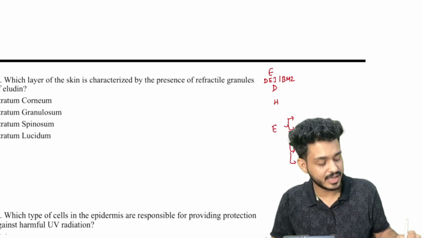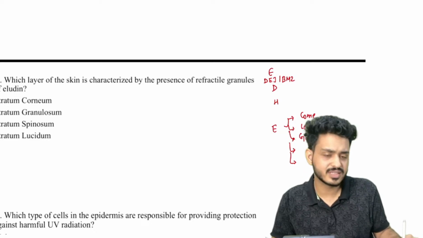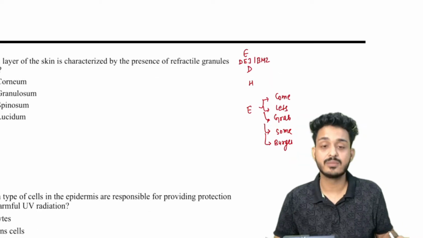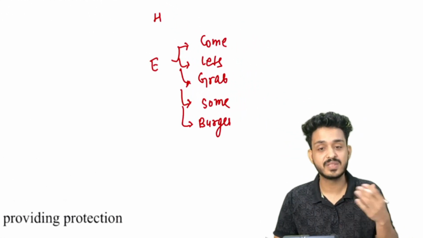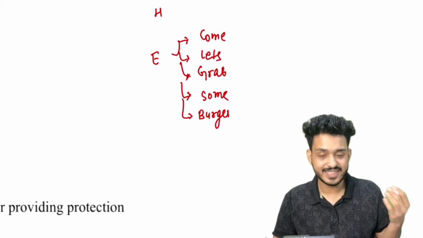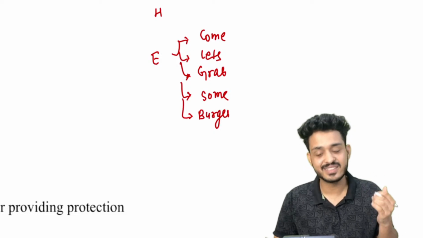The mnemonic is: come, let's grab. I know you must be hungry, so come, let's grab some burgers, or some people are grabbing some beauties, right? So come, let's grab some burgers or beauties, whatever you want to grab. Cute ladies get smart boys, whatever you want to remember, just please remember the layers sequence-wise.